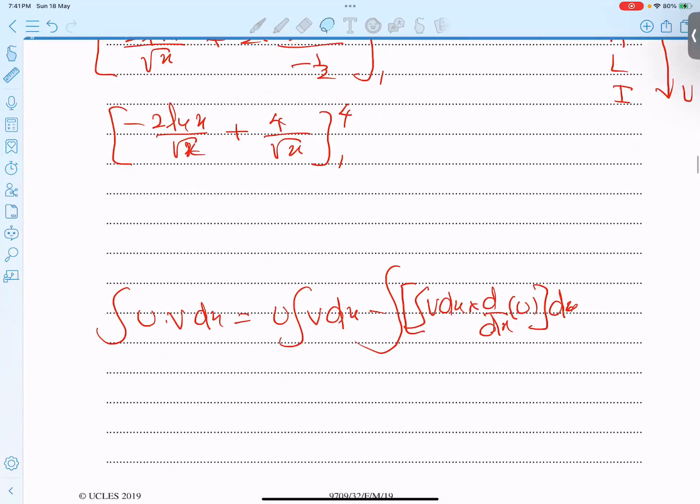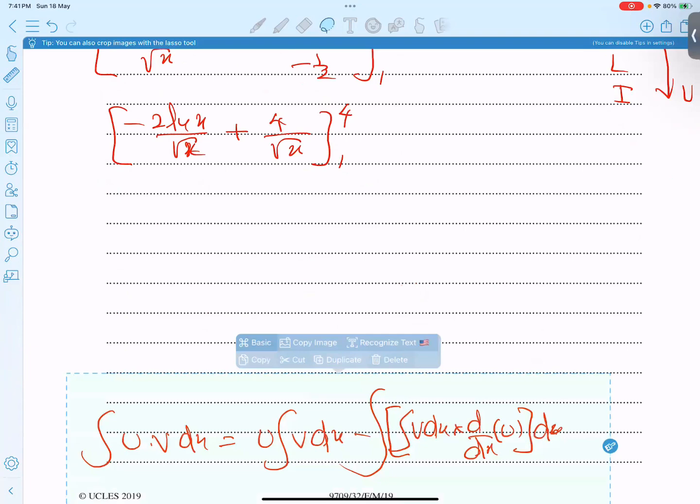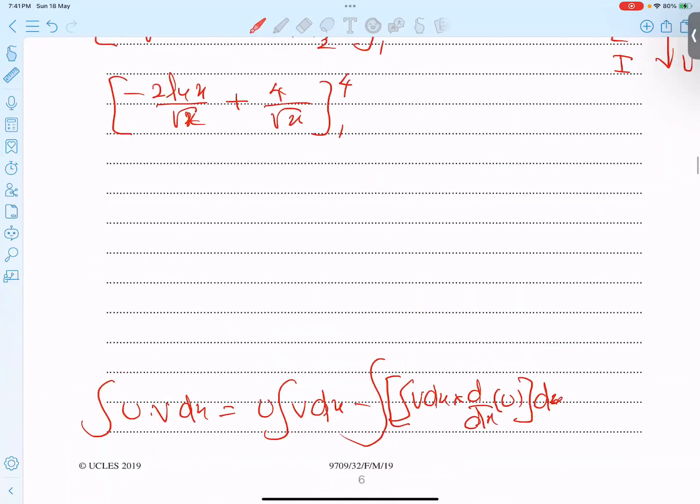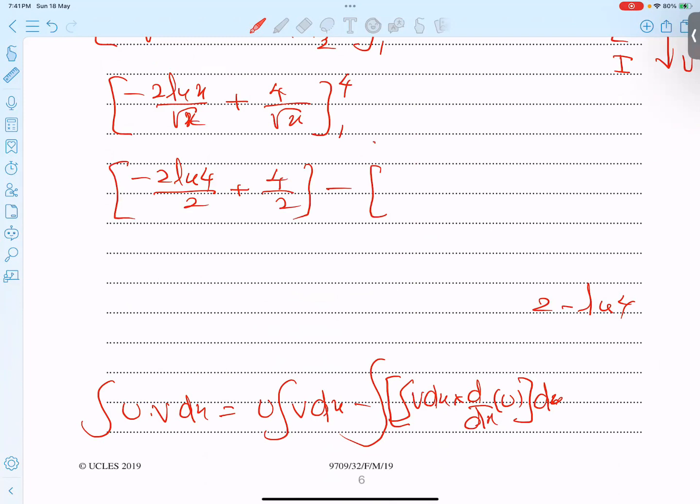And what's the applying limits technique? You know it very well. I have to prove it: 2 minus log of 4. 2 minus log of 4 is my task. So when I plug in 4 everywhere, I got a negative 2 ln 4 by 2, 4 over 2. This upper limit done. Minus lower limit. Log of 1 is 0. I'm not writing. And 4 by root 1 is a 4.